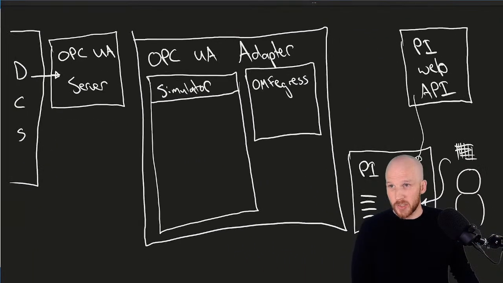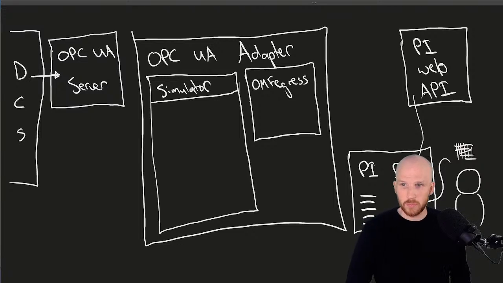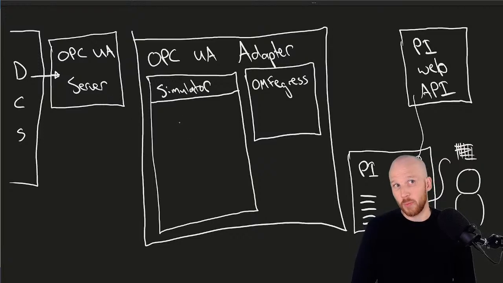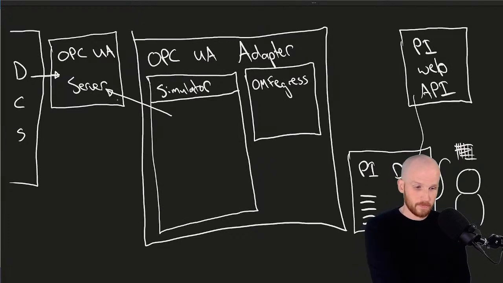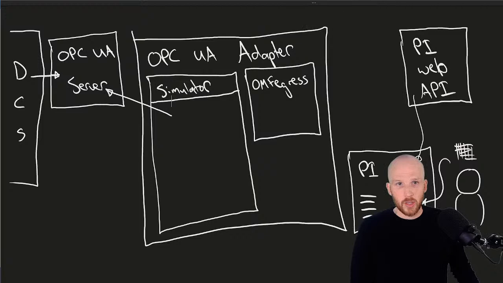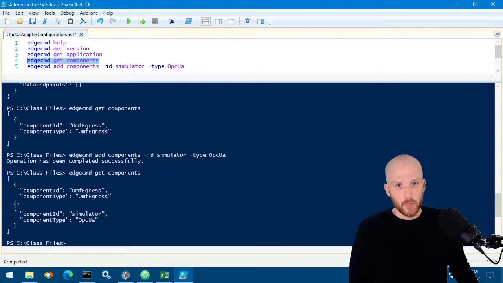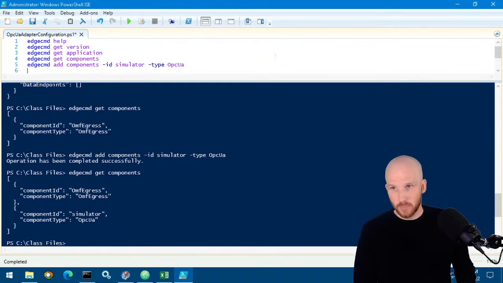Now, next step is to tell our component where to grab data from. So we're going to tell our component what OPC UA server to connect to, and then it is going to reach out and connect to this OPC UA server. So we need to add a data source. Okay, here we go.